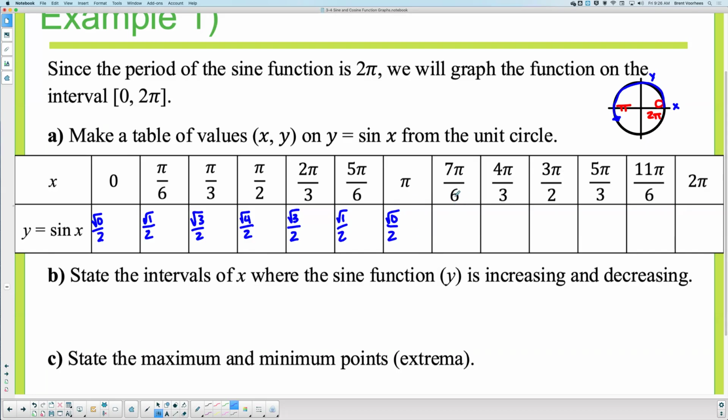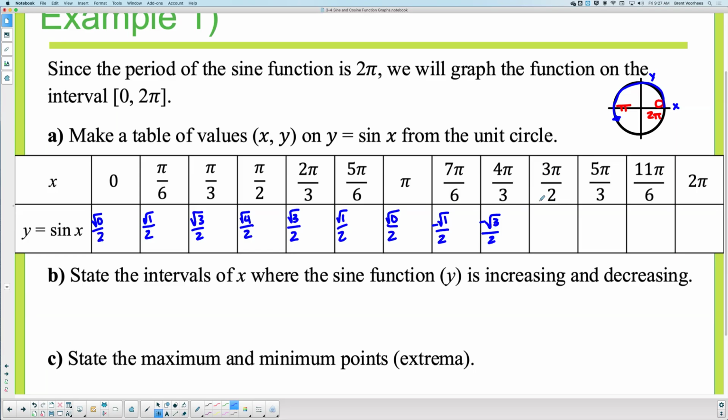So 7 pi over 6, which finger do we use? Your ring. Bend your ring, flip your hand. How many y's do you have there? So we're going to make it negative square root 1 over 2. Good. Okay, how about 4 pi over 3? Which finger? Index. Bend your index, flip your hand. 3, again, make it negative. Negative square root 3 over 2.